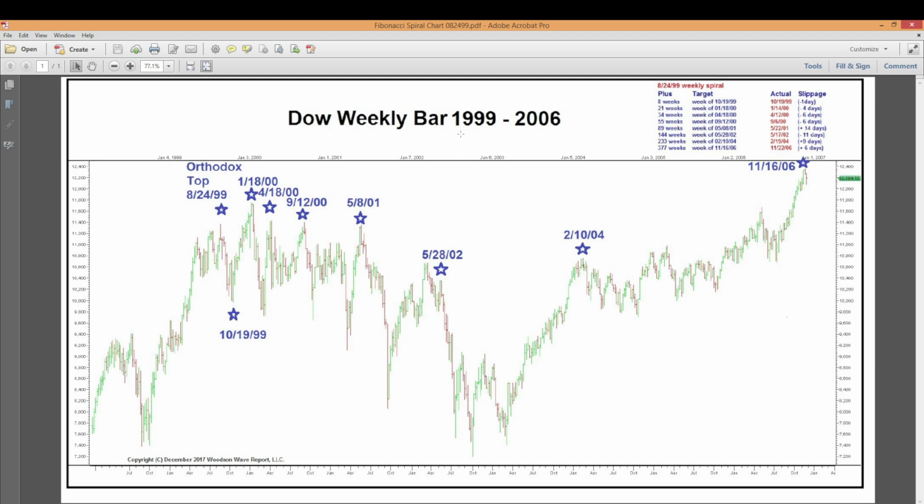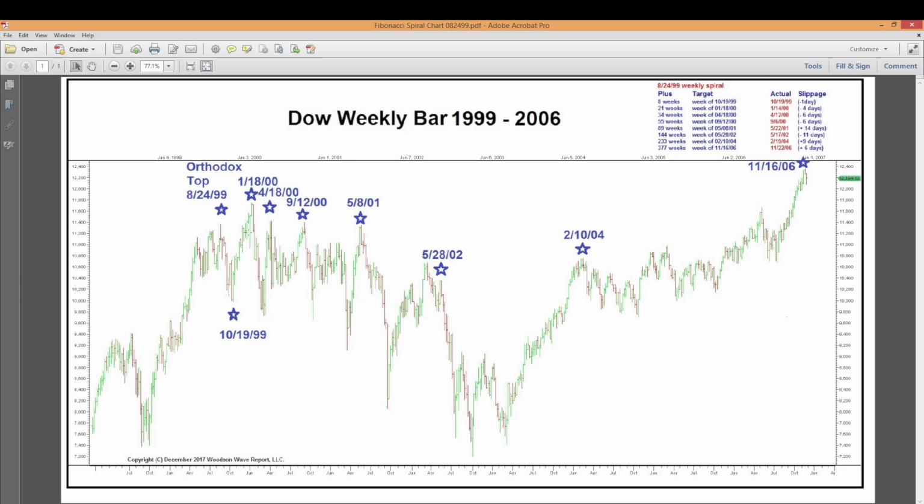Anyway, this is the first time spiral I made. I started doing Woodson Wave Report in 1997, and always started at the tops looking for a 55-day low, which we got, 55 plus 1. As you know, a lot of the lows happen 55 days after the all-time high.